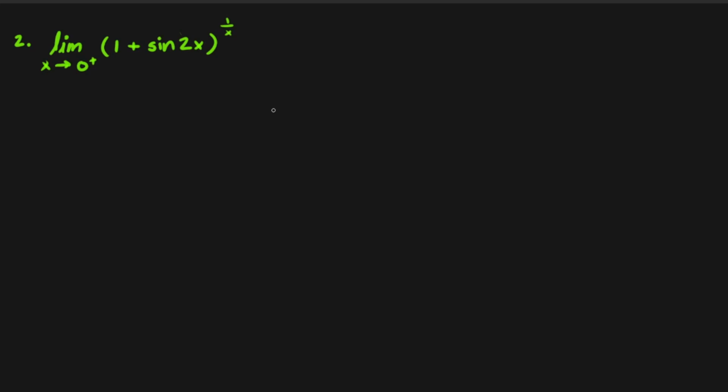For our second problem, let's evaluate the limit of 1 plus sine 2x all to the 1 over x power as x approaches 0 from the right. This problem is a lot trickier than the last problem, and these types of problems are probably some of the most difficult applications of L'Hopital's rule that are out there. So our first step is we have to rewrite this into a prettier form, because right now it's atrocious. Nobody wants to deal with this.